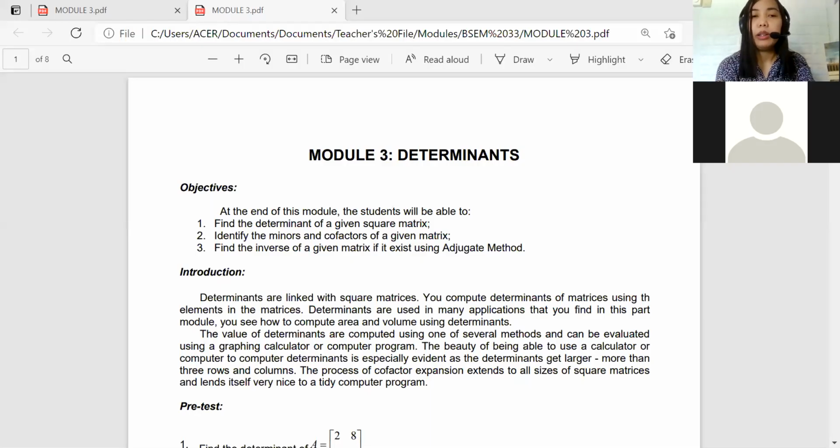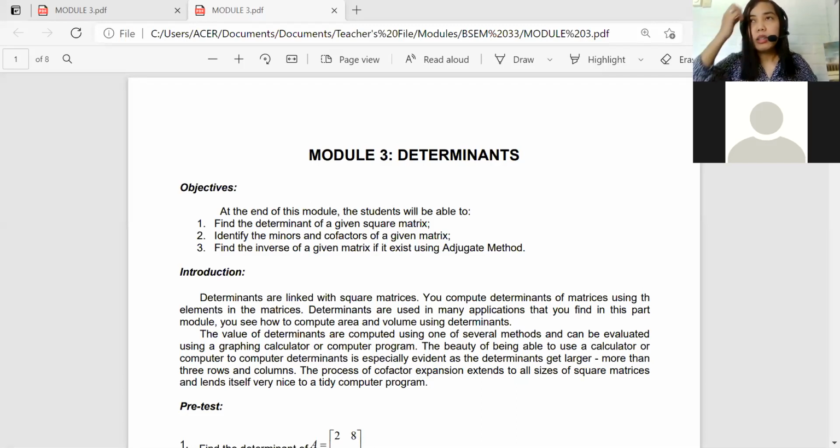All right, so again, our objectives for this morning. So the students will be able to find the determinant of a given square matrix, identify the minors and cofactors of a given matrix, and find the inverse of a given matrix if it exists using adjugate method.